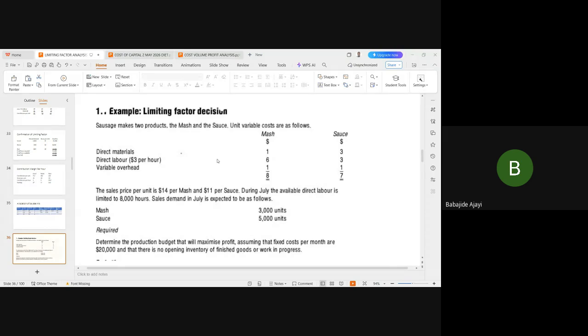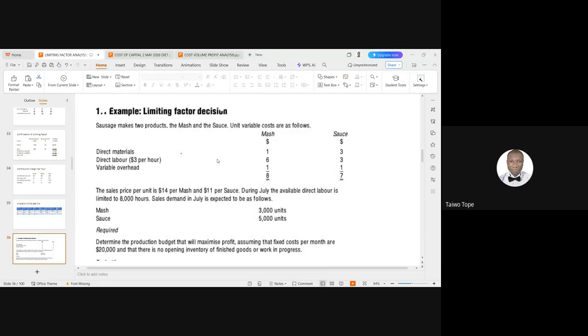For the source, we need 1 hour. Yes, for the source, we need 1 hour. So that is 5,000 units, 5,000 hours for source. 6,000 hours for the other one. So 11,000 hours in total.